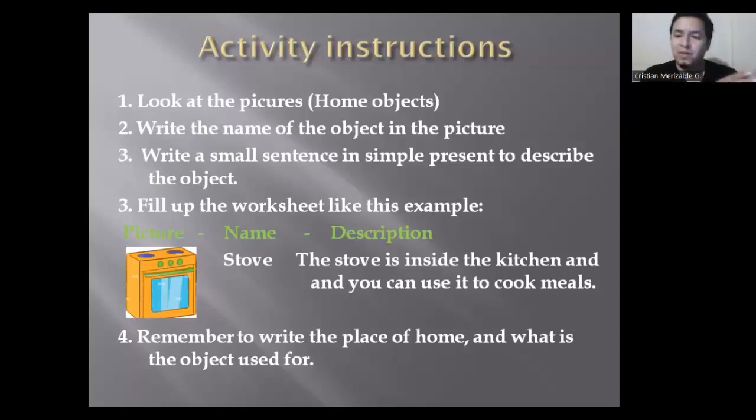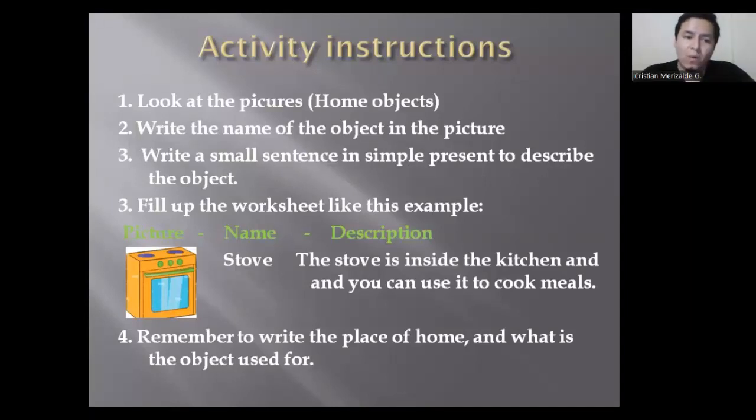So you have the picture on the left side. You must put the name. For example, we have here a picture of a stove. So in the description, in present simple tense, you say the stove is inside the kitchen and is an object you can use to cook your meals. So this explains the next point. Remember to write the place in the home and what the object is used for. So remember, you must look at the picture. You must write correctly the name of the picture.